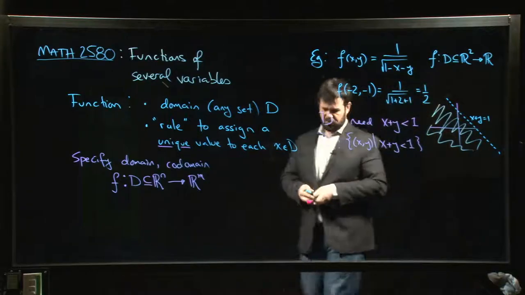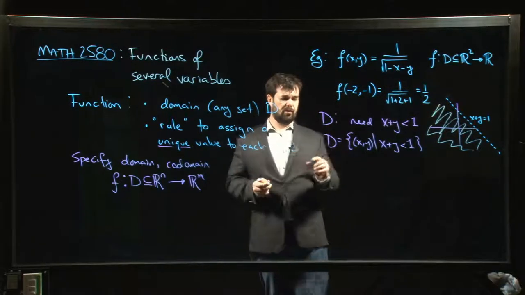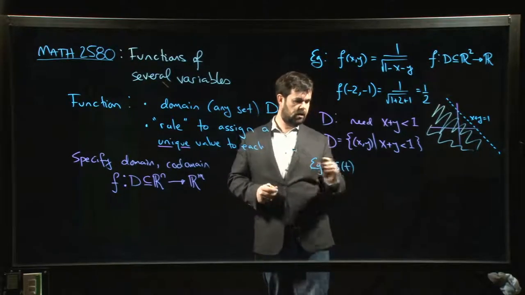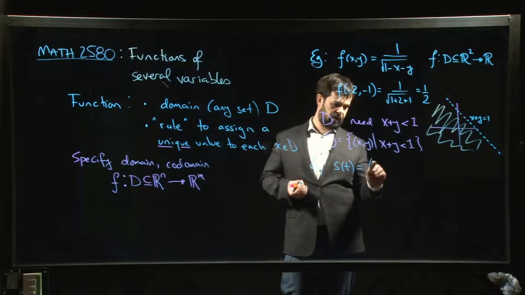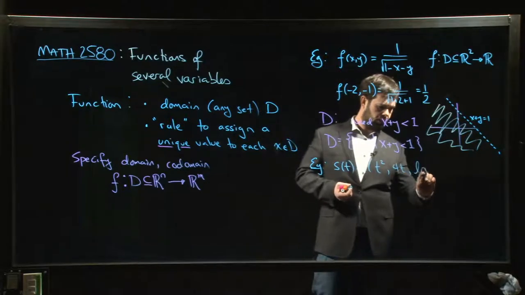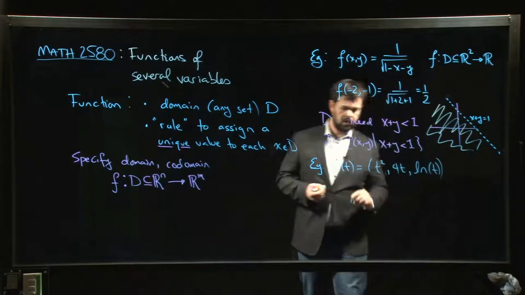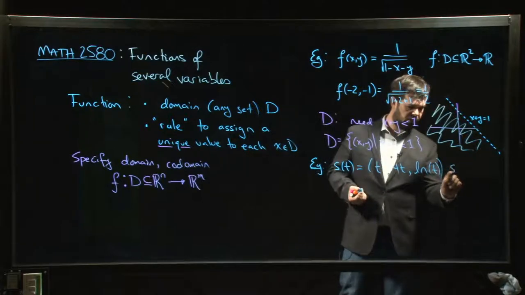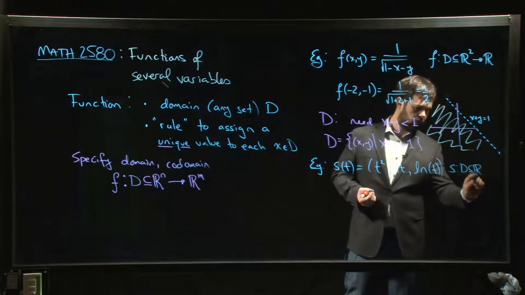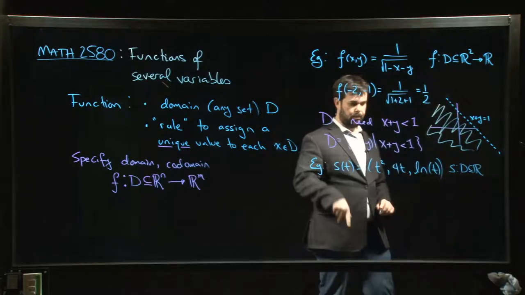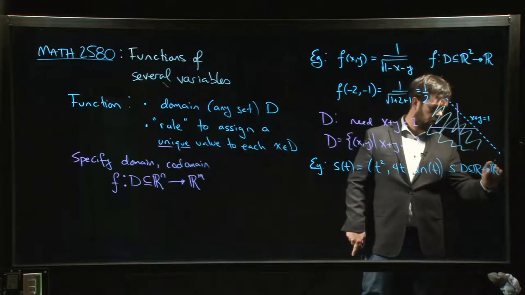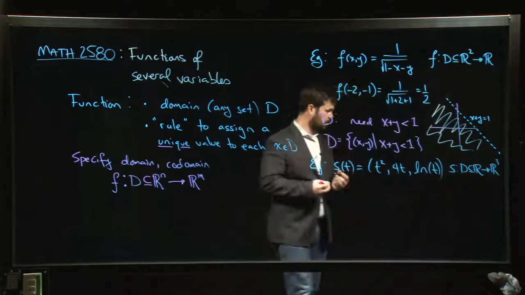Okay, all right, let's do one more example. We got a little bit of time. We could also do something like this. We could do, let's say, S of t is equal to, let's say, t squared, for t maybe throw in a natural log, right? So this would be a function S going from some domain D, which is a subset now of R, because we have only one input, and there are three coordinates in the output. So this is a function that goes from R to R3.